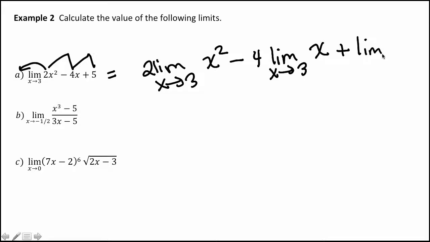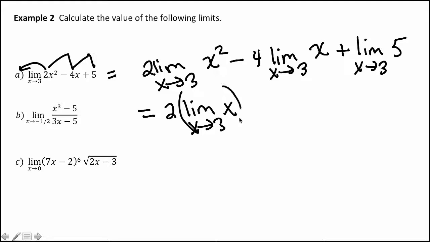And then we're simply just going to do a limit of 5 for the last one. Okay, so how do we do this? Remember the property: you can take the limit as x approaches 3 of x, and then square the whole thing. And then remember with the property that the limit of x is just going to be the value of interest. So this is going to be 3.